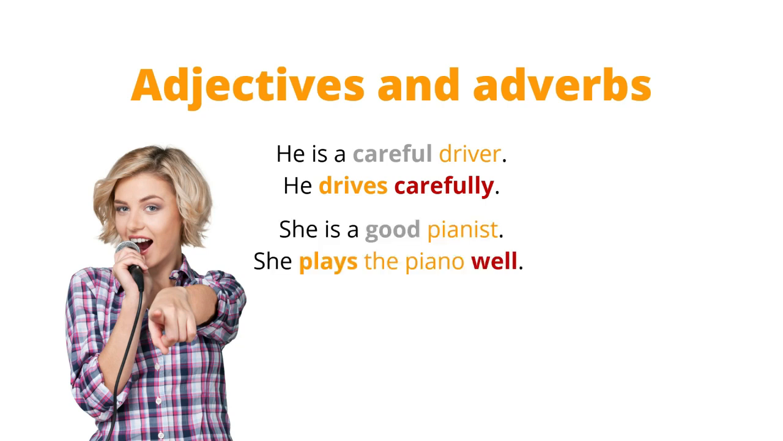Here is another example, but this one is irregular. She is a good pianist. So good is the adjective describing the noun pianist. She plays the piano well. Well is the adverb related to good. You'll notice that I've got she plays the piano well. Plays is the verb. The piano is the object.